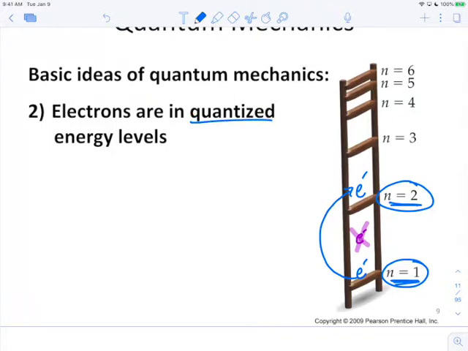So I know that's a big concept. Any questions on that idea of quantum, that there's a place the electrons can be, but they cannot be in between those places? All right.